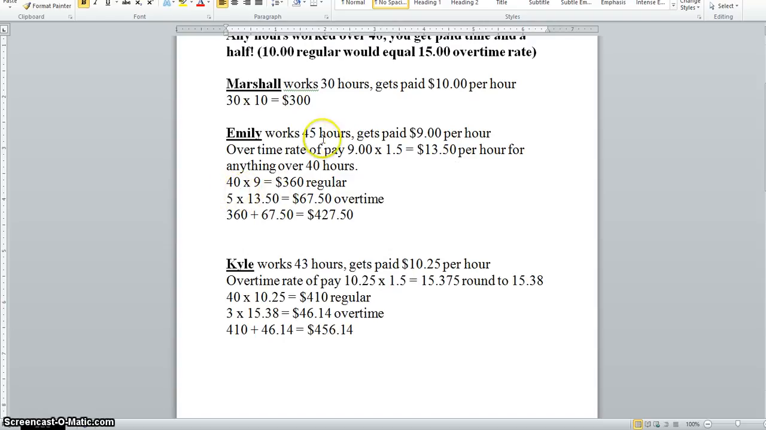So to figure out how much she earns per the week, we first have to take her 40 hours times her $9 rate of pay, and she gets $360 for her regular hours. Then we take her 5 hours of overtime, because remember she worked 45 hours. We multiply that by her overtime rate of pay, $13.50, and she gets $67.50 in overtime. Add those two numbers together, $360 plus the $67.50. Her total gross income before taxes then would equal $427.50.